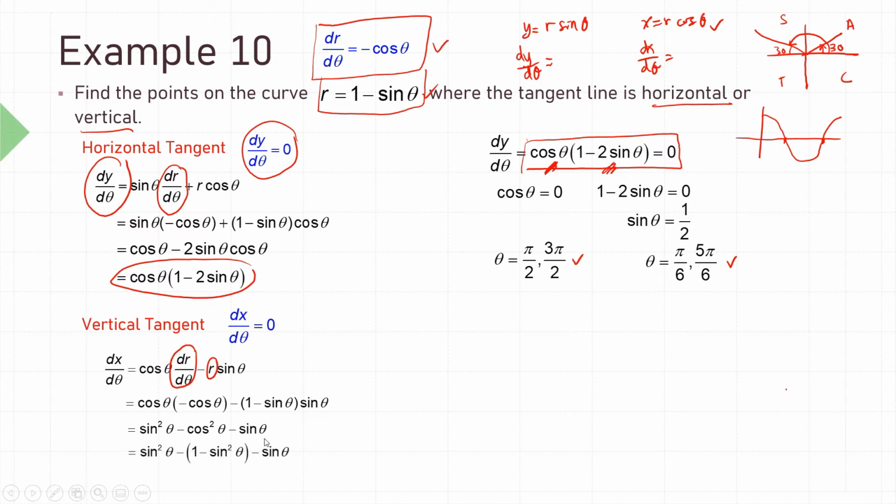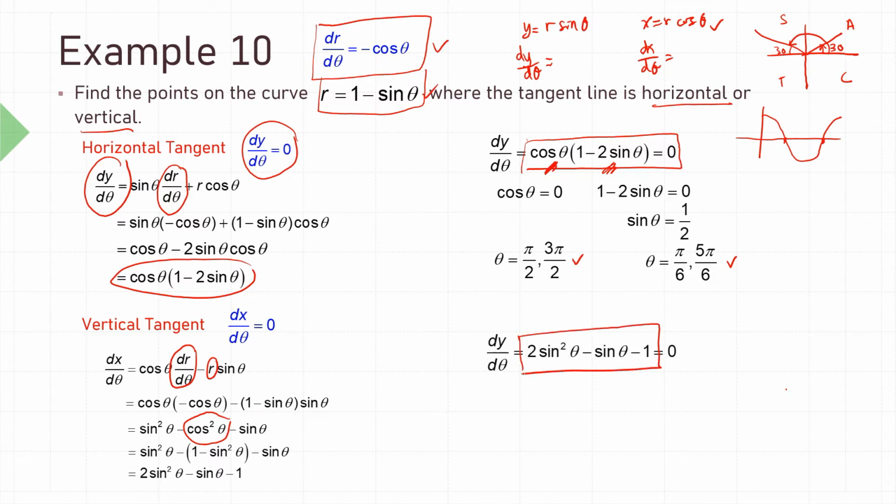We have to simplify again by substituting the identity for cos squared theta. So we have this. Note that this is like a quadratic equation, so when we equate it to 0, we can solve it. So dx over d theta, which is given by this, is equal to 0.